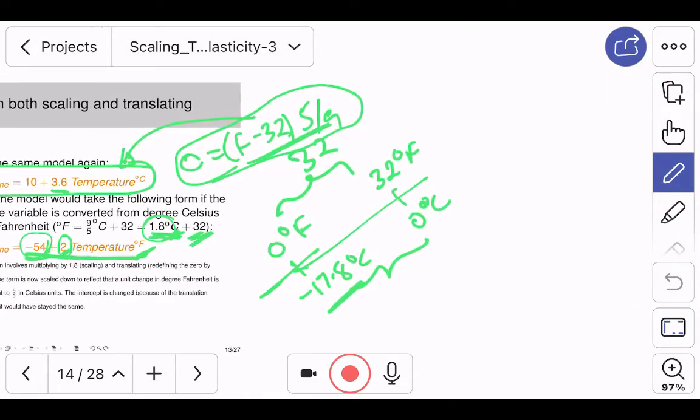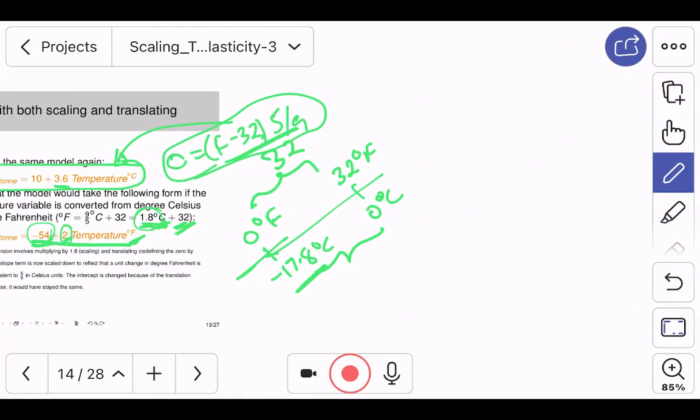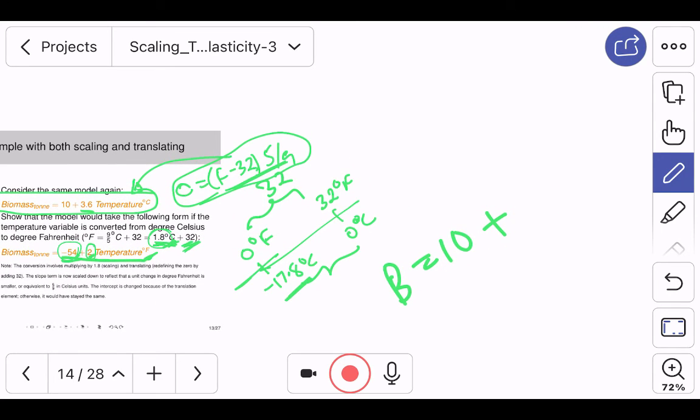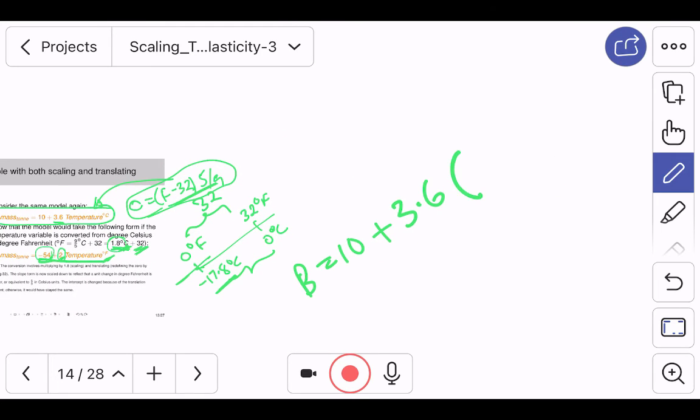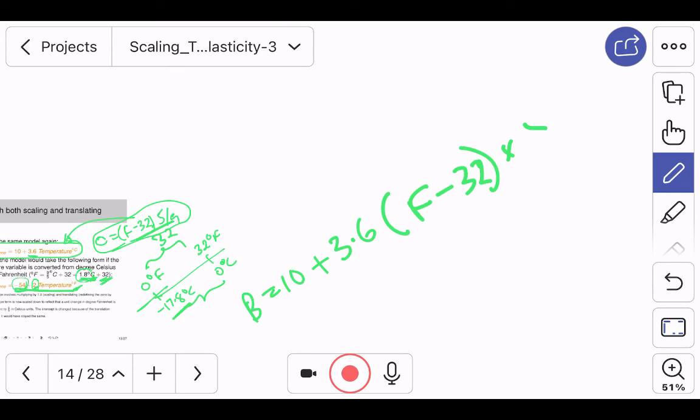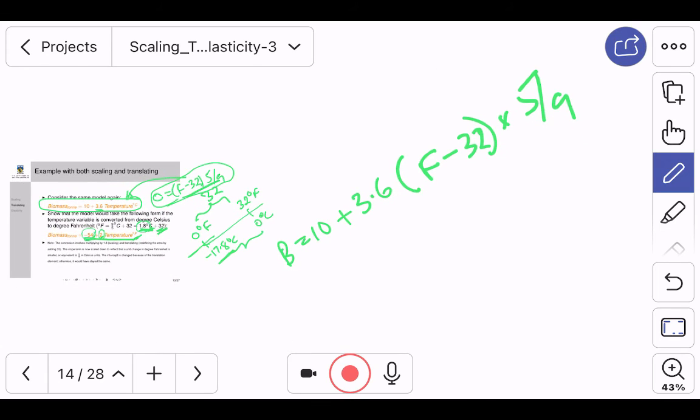All you have to do is just plug in, instead of having degree centigrade, you substitute for that one in here. And if you do that, it means you have that times 5/9. And this is going to give you something that is 54 plus 2 times degree Fahrenheit.